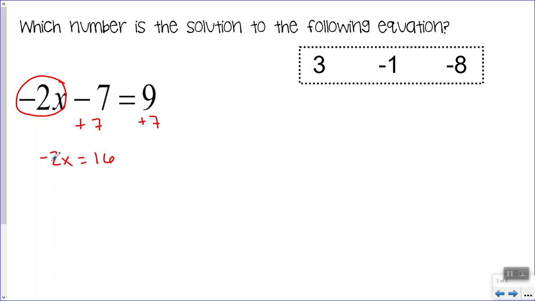Remember that anytime we see a coefficient right next to a variable, that's multiplication. So we undo that with division. When we divide, we have to divide by exactly the same number that we multiplied by. So here we multiplied by negative 2, which means that we need to divide by negative 2. That division cancels out to 1, so we're just left with x equals negative 8. And so the solution is negative 8. When we're asked for solution, that means what does x equal? That's our answer, that's our solution.